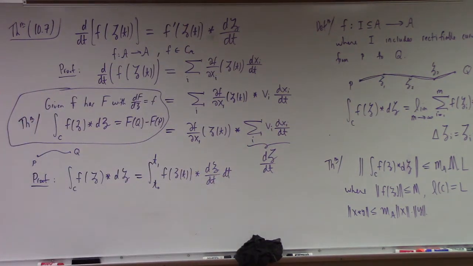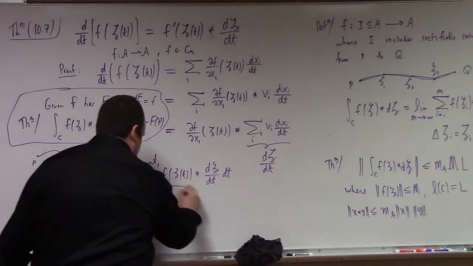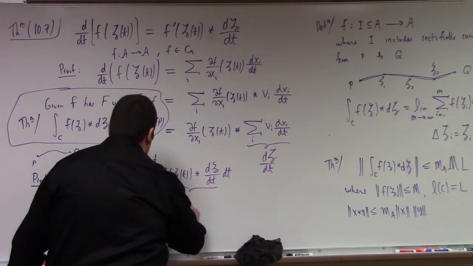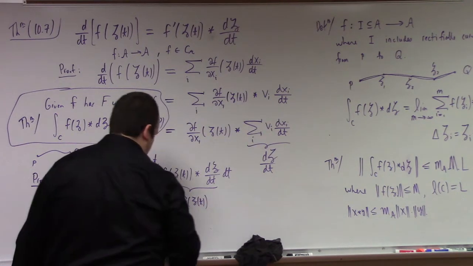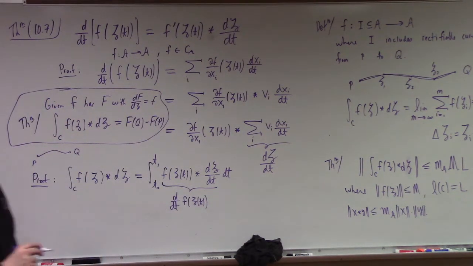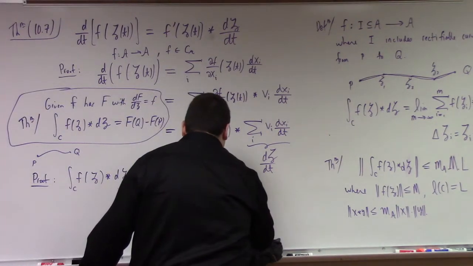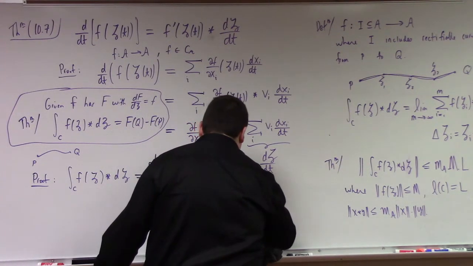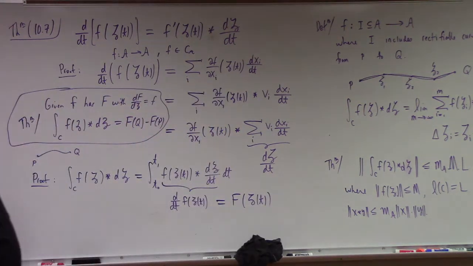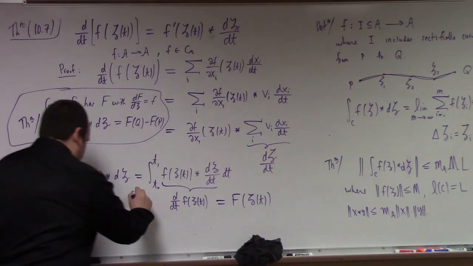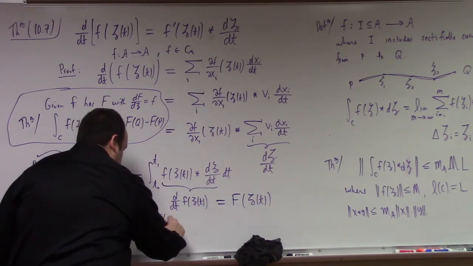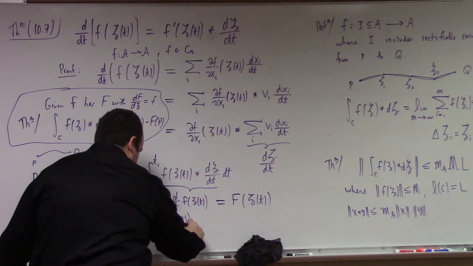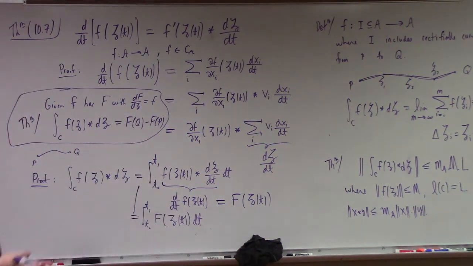Right, but what is that? This is d/dt of f of zeta of t, right? Which is equal to, by assumption, big F of zeta of t. So you see that this is just equal to the integral from t0 to t1 of big F of zeta of t dt, which is the kind of integral I started with today. It's a real integral of an A-valued function.